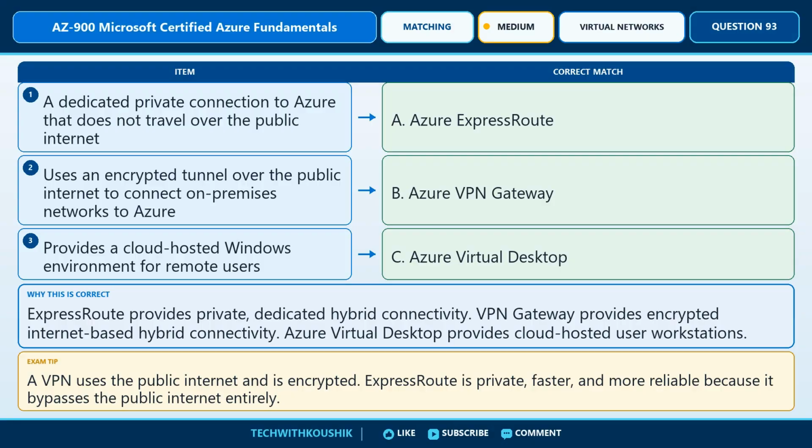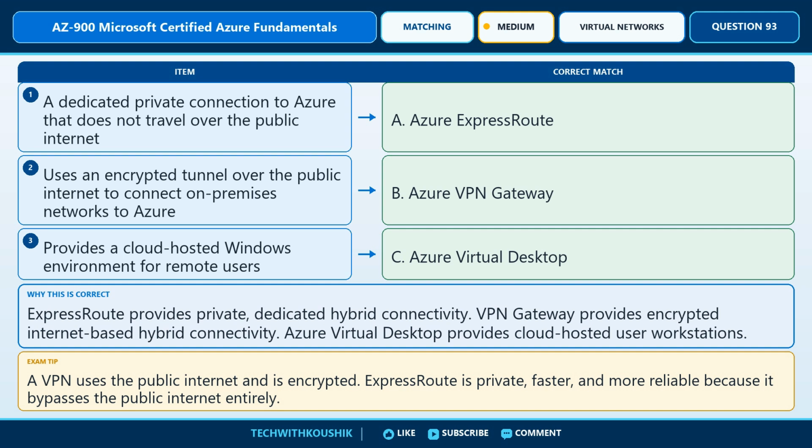Here are the correct matches. Match a dedicated private connection to Azure that does not travel over the public internet with A, Azure ExpressRoute. Match uses an encrypted tunnel over the public internet to connect on-premises networks to Azure with B, Azure VPN Gateway. Match provides a cloud-hosted Windows environment for remote users with C, Azure Virtual Desktop.